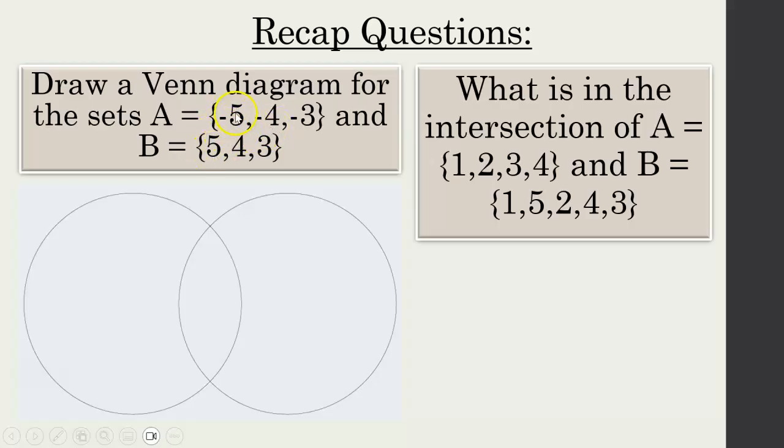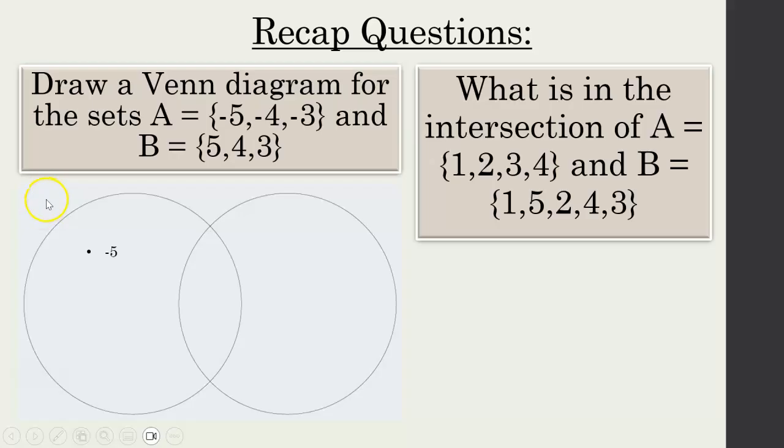-5 and 5. They are not the same. This is a bit of a trick question. -5 is not the same as 5. -4 is not the same as 4. -3 is not the same as 3. Very, very careful. So what do they have in common? Well, they have nothing. Nothing is going to be in the middle here.